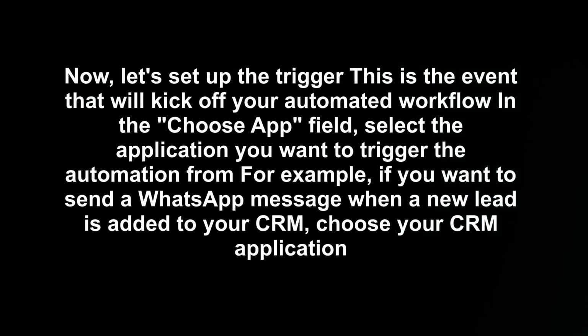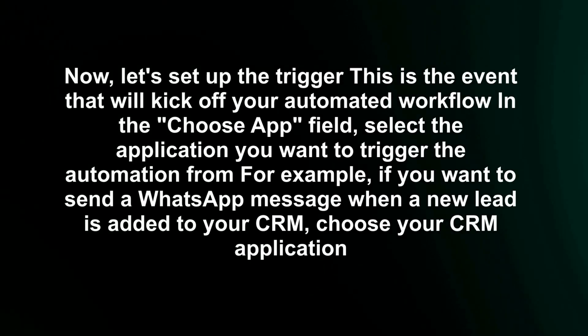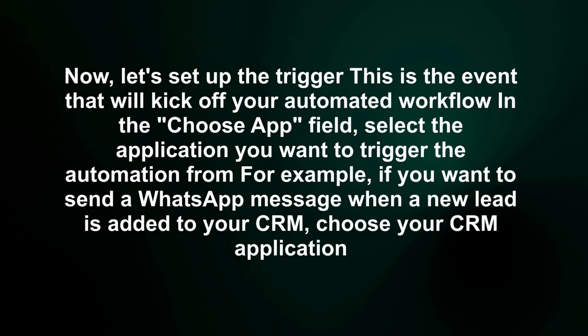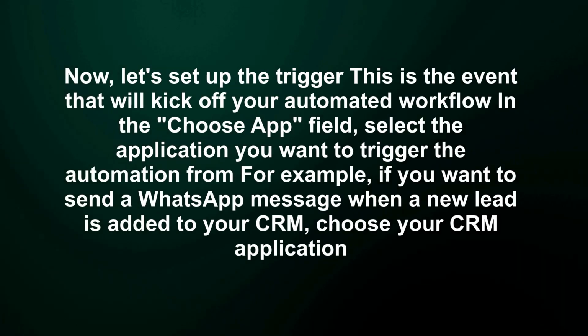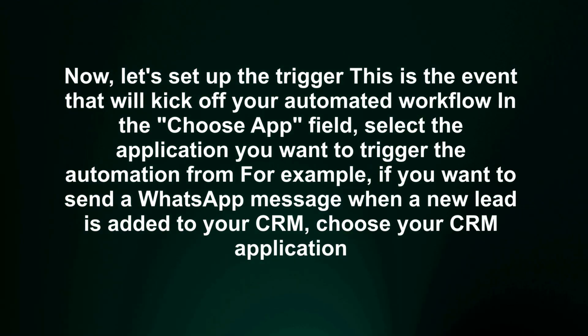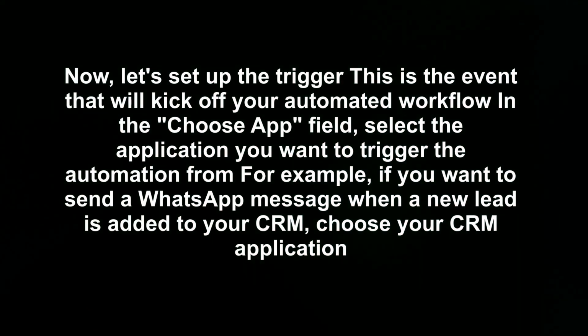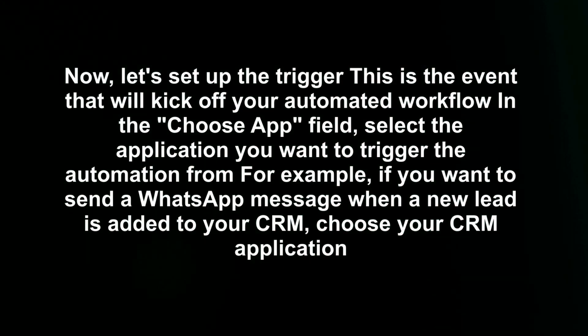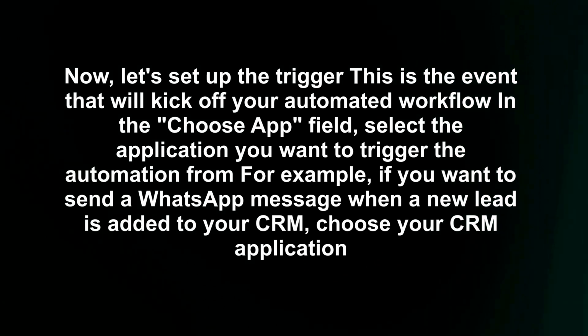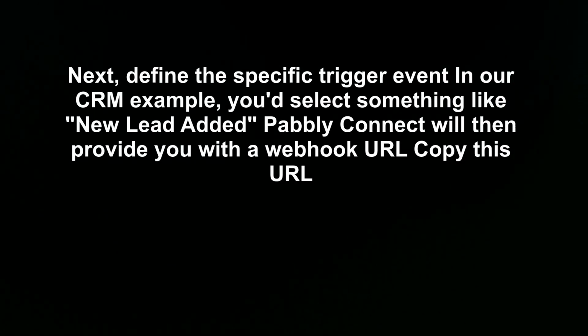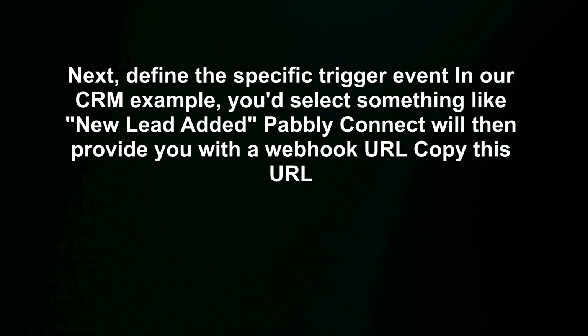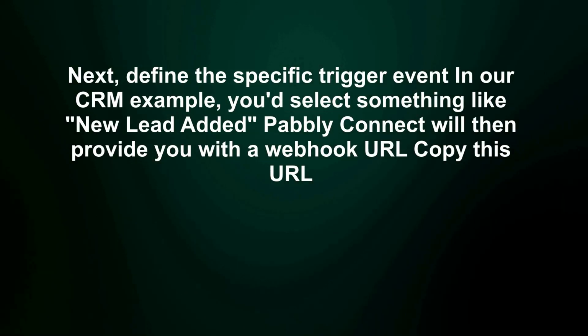Now, let's set up the trigger. This is the event that will kick off your automated workflow. In the Choose App field, select the application you want to trigger the automation from. For example, if you want to send a WhatsApp message when a new lead is added to your CRM, choose your CRM application. Next, define the specific trigger event. In our CRM example, you'd select something like new lead added.